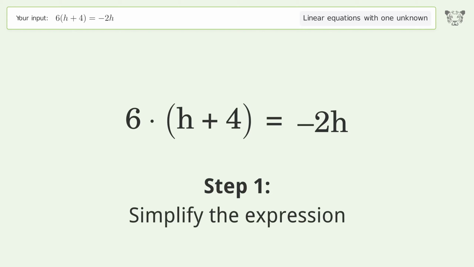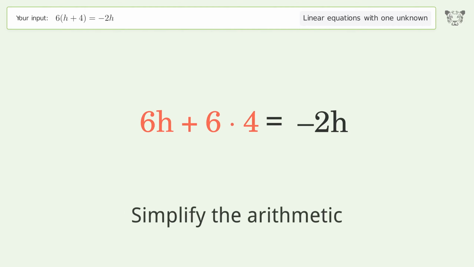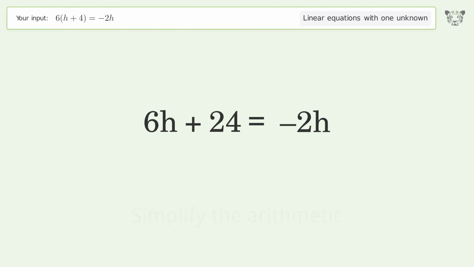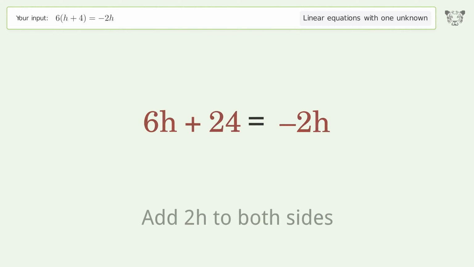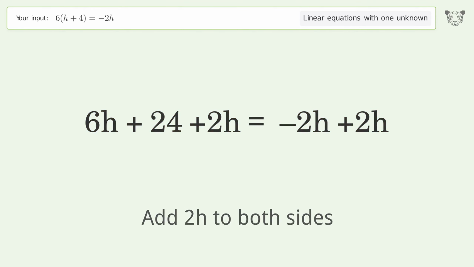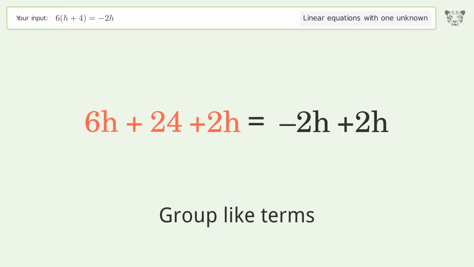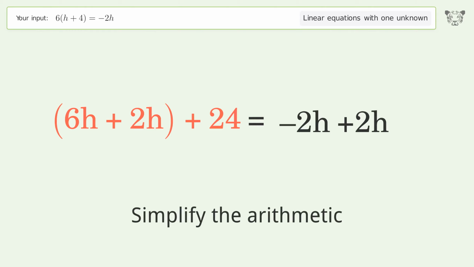Simplify the expression. Expand the parentheses. Simplify the arithmetic. Group all h terms on the left side of the equation. Add 2h to both sides. Group like terms. Simplify the arithmetic.